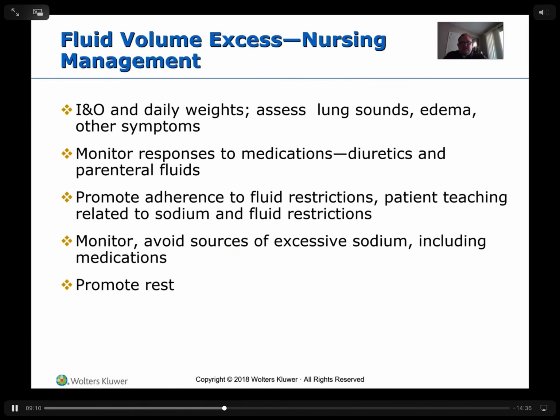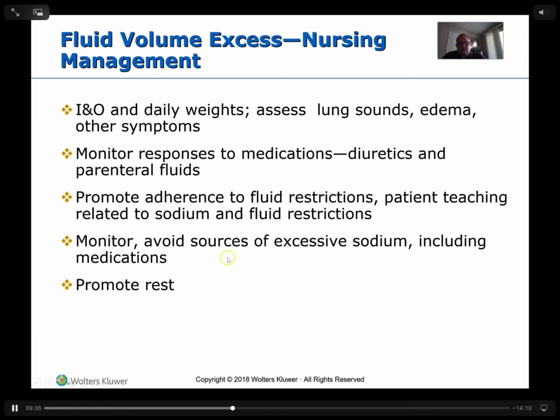Same things: I's and O's. You're looking for daily weight. You're assessing lung sounds, because think about what you're going to hear if you have fluid volume excess. You're going to be hearing crackles in the lungs. You'll also see edema, swelling primarily in the hands and feet, plus other symptoms. You're going to monitor responses to medications, diuretics, and parenteral fluids.